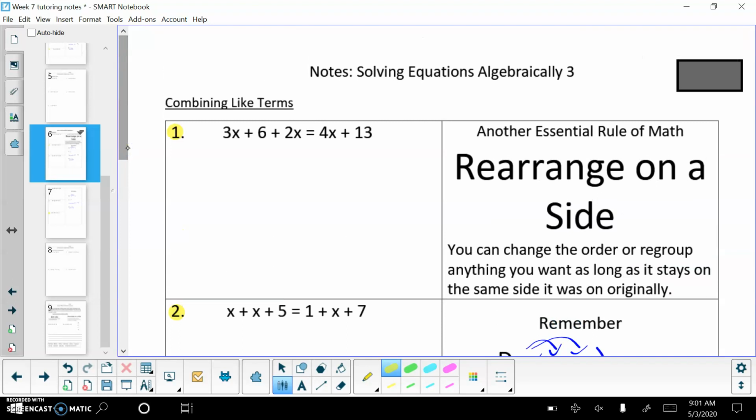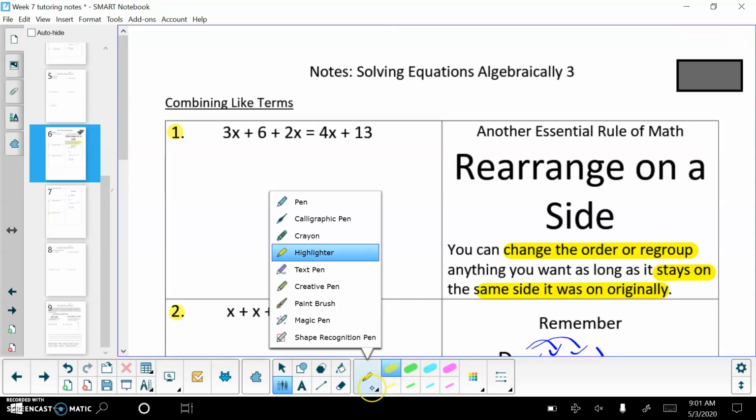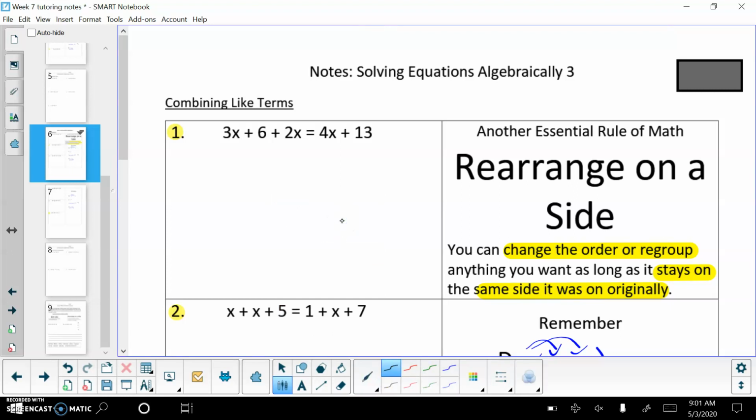And we're also going to add the essential rule of math that goes with that, which is that we can arrange on a side. That doesn't mean to move things from one side to another. It's all staying on the same side because you can, I'm going to highlight this, change the order or regroup anything you want as long as it stays on the same side it was on originally. So that's what we're going to look at now. That's really the combining step.